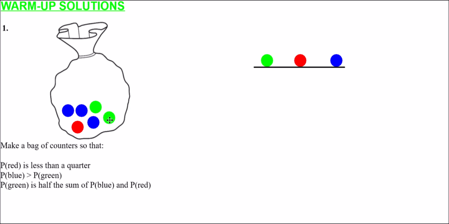I put 3 blues in because 3 plus 1 gives us 4 red and blues, and half of that is 2, so it hits this rule here. The 2 greens are half of the 4 red and blues. Probability of blue being greater than probability of green, yes, because 3 blues is bigger than 2 greens. And there's only 1 out of 6 which are red, and 1/6 is less than a quarter. So that's one way of doing it, which works absolutely fine. Let's have a look now at question 2.